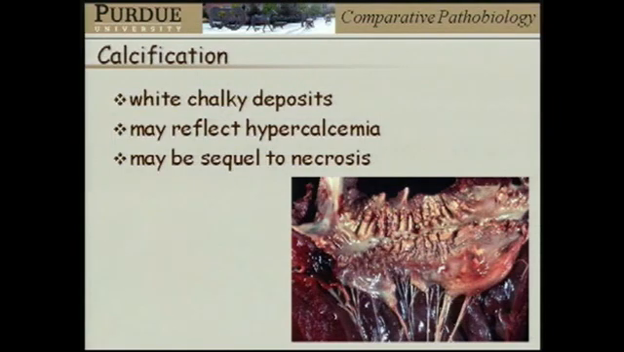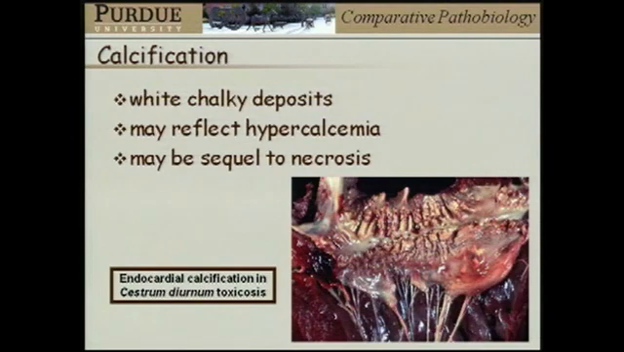This can result from hypercalcemia, which was thought to be the case in this particular horse, or it may be a sequel to necrosis, and in that case we call it dystrophic calcification. And the morphologic diagnosis in this case is endocardial calcification. The cause for this horse was consumption of the toxic plant Cestrum diurnum. Its toxic component is a vitamin D analog, and so it causes hypercalcemia and metastatic calcification.